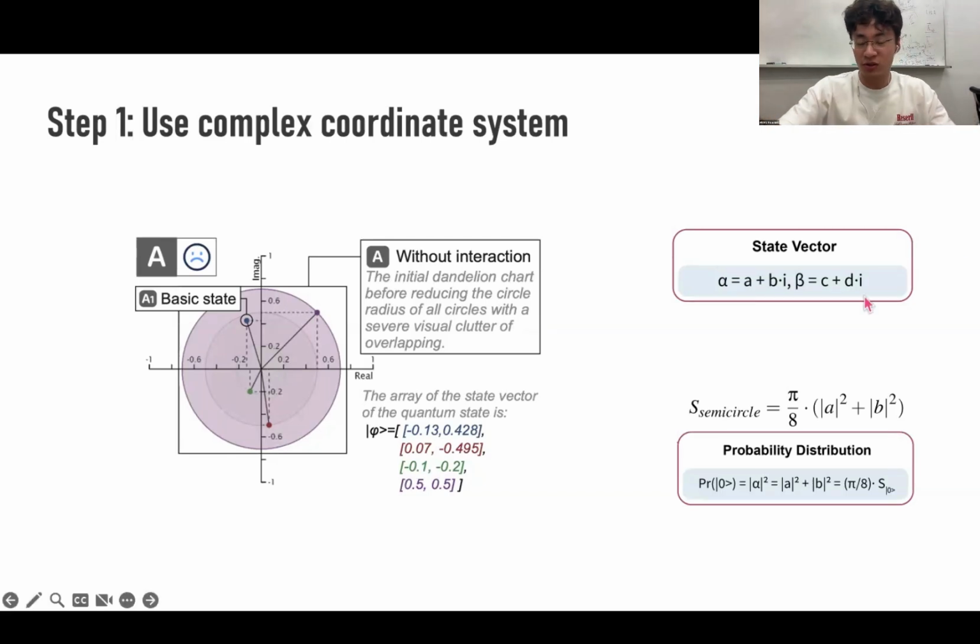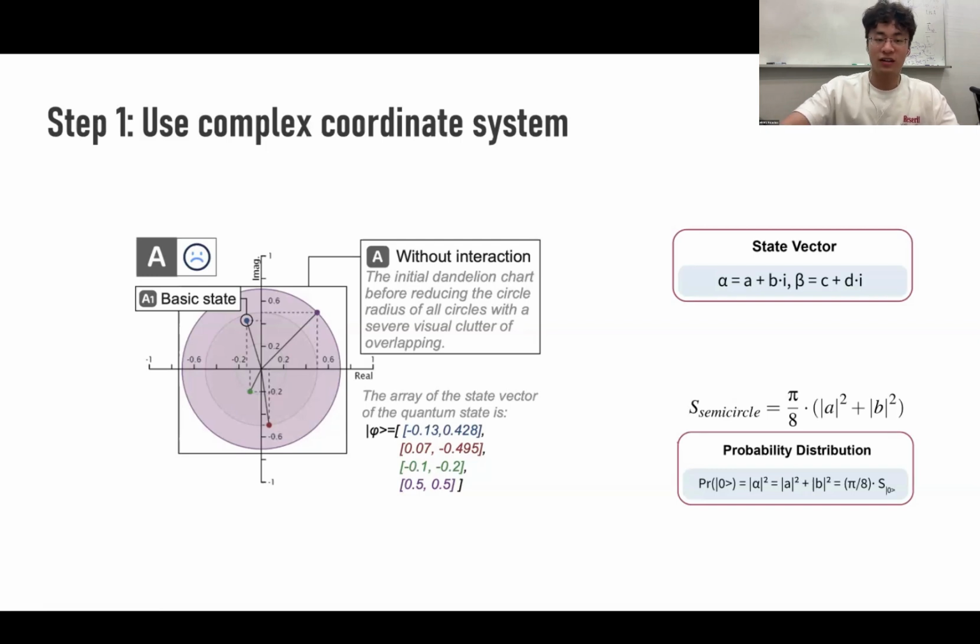So first, we use two constraints, as I mentioned before: the formula for the state vector, and the probability distribution equation, which is used to calculate the measurement probability based on the state vector as shown here. So the quantum mechanics constraint is exactly the same as in my previous work. But in this design, we use a complex coordinate system to locate the real part and the imaginary part of each quantum state in this figure.